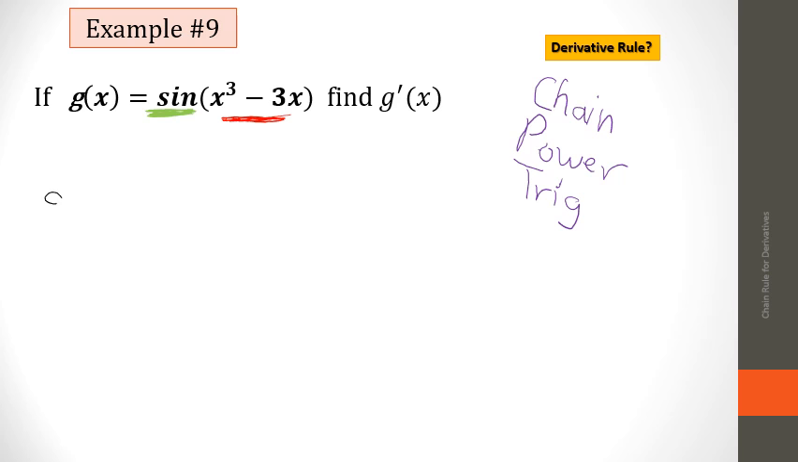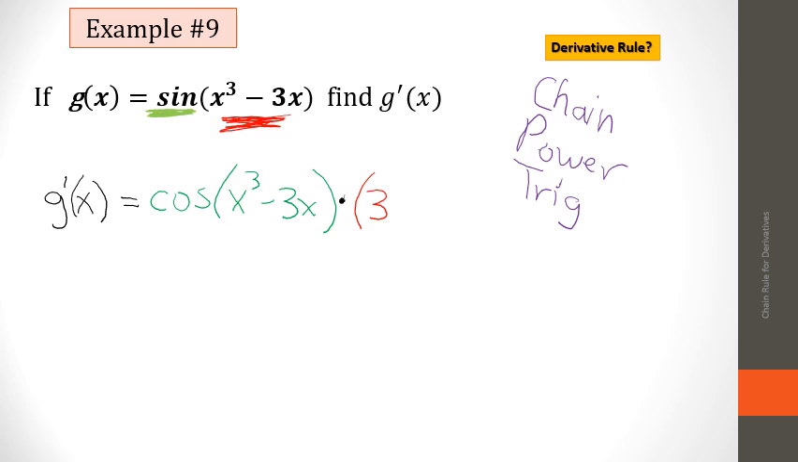So for our derivative, g prime of x, which derivative is our slope, right? We first take the derivative of sine, which is cosine. Leave the inside alone. Then we multiply. And what are we going to multiply by? The derivative of the inside. So this red part. And the derivative of x cubed is 3x squared. And the derivative of negative 3x is minus 3, or negative 3. And that is our final answer.